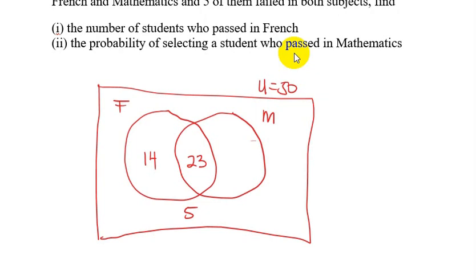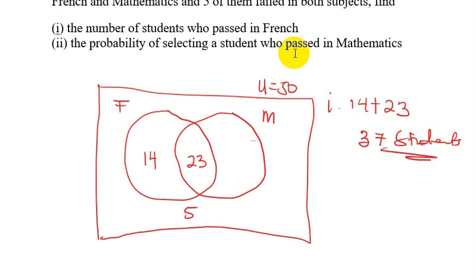Now this circle is made up of French. So those who passed French will be 14 plus 23, and that will give us 37 students. So 37 students passed French, because it's made up of those who passed in French only, and also French and math, right? So they are 37.